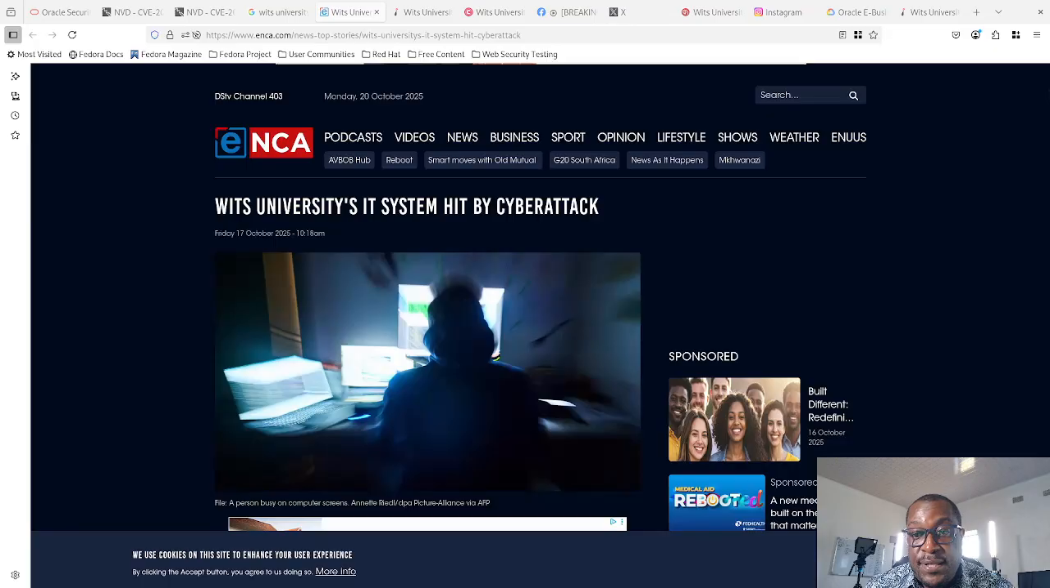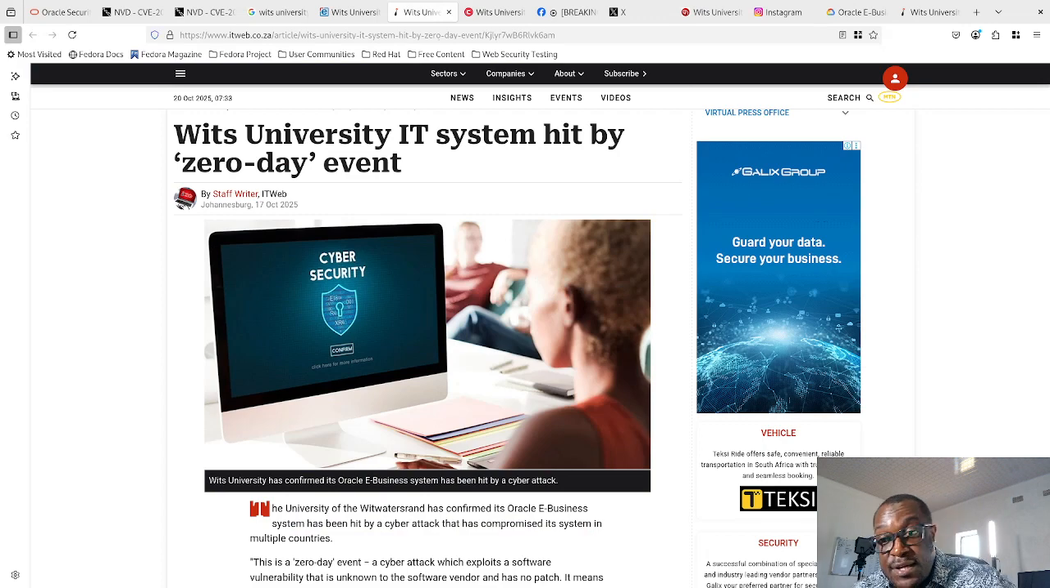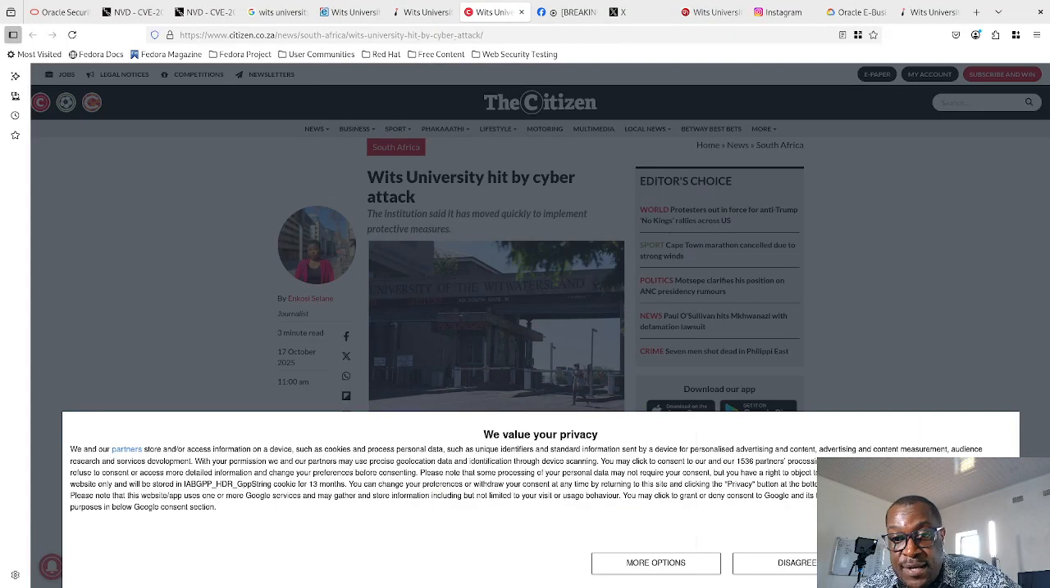But we can see that some of the organizations which are using Oracle EBS still remain vulnerable to this attack. And according to the article, the IT team at Wits are saying they are working with Oracle EBS, and at the moment they haven't identified if there has been any loss of data, and they are working with Oracle teams so that they can ascertain to what extent the damage has happened.